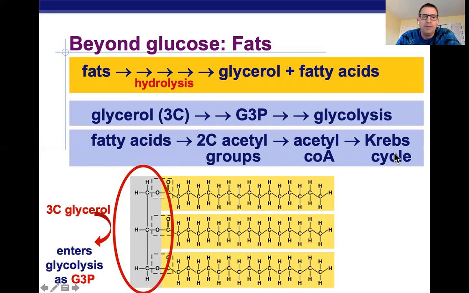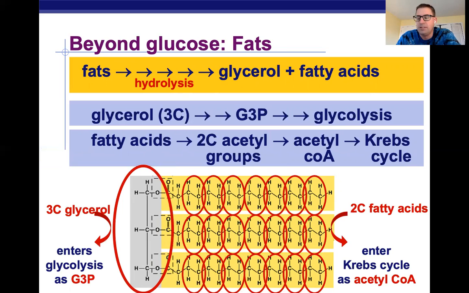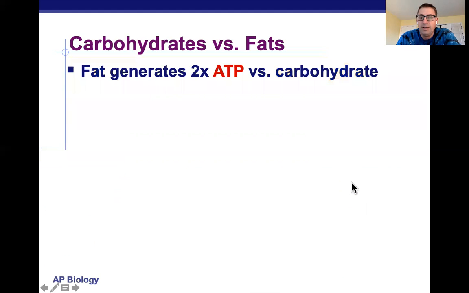Okay. The fatty acids go through a process called beta oxidation and are broken up into individual 2-carbon fragments, okay? And those 2-carbon fragments then are going to be shuttled off to the Krebs cycle and attached to coenzyme A and then enter as acetyl-CoA, right?